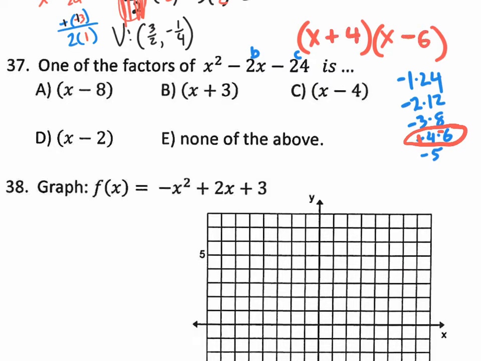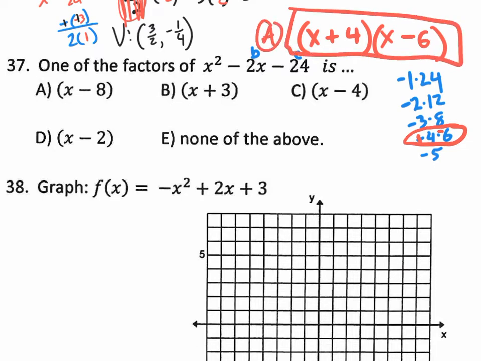Now notice that we don't see an answer that says like, oh, multiple choice A is this answer, right? We don't see that because they're not showing you the complete answer. They're just saying which one of these guys is one of these factors. So the x minus 8, that's not there. The x plus 3 is not there. The x minus 4 is not there. X minus 2 is not there. So it'd be none of the above. Do we understand this question? Okay. When it says one of the factors, they don't want both, they just want one.